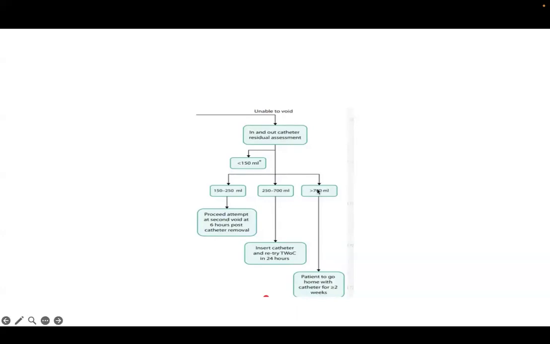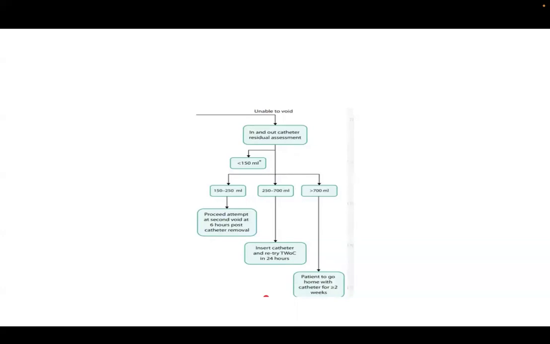If it is more than 700, then what will we do? Then we will give her an indwelling catheter for more than 2 weeks. So this table is very much important. You may have a question from postpartum urinary retention. You know, urinary tract infection, recurrent UTI, urinary retention, these are very favorite subjects of RCOG. They very frequently give questions from this.